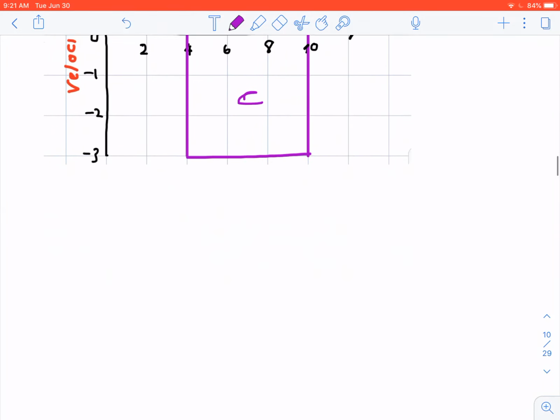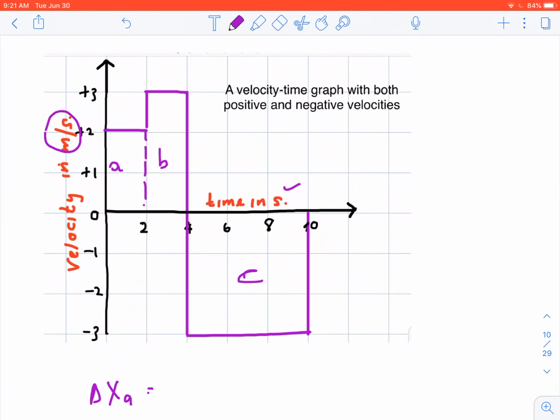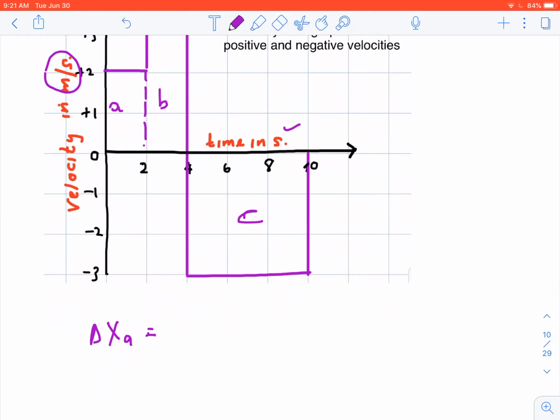So if we want to determine the displacement of area A, which means the change in x of A, is equal to, it goes to 2 meters per second, 2 meters per second, and what's the time? The time is 2 seconds. So that would mean our displacement there is 4 meters in a positive direction. Remember, it's a rectangle, so to get the area, it's base times height or length times breadth.